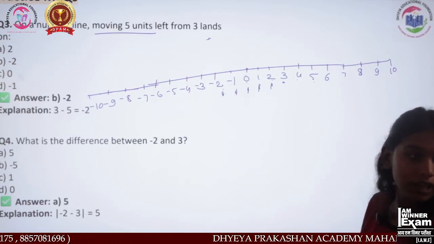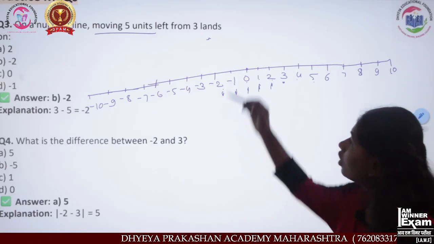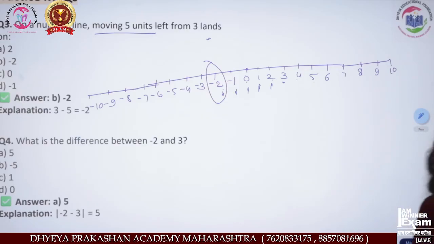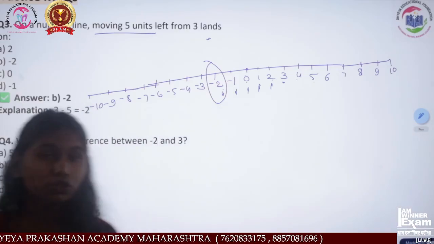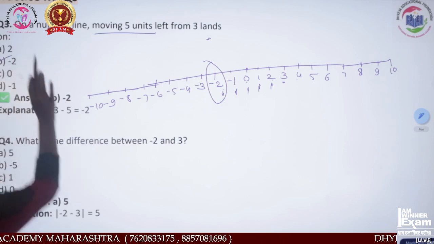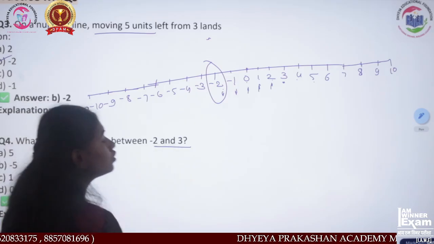Now we have counted, and where does it land? On the -2. On the -2. Okay, on the -2. So where is the -2 here? That is on option number B. That is -2. Okay. Then next, what is the difference between -2 and 3?